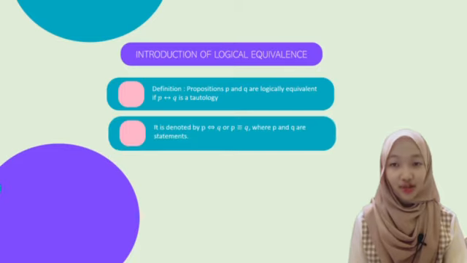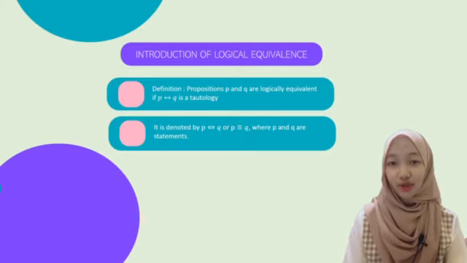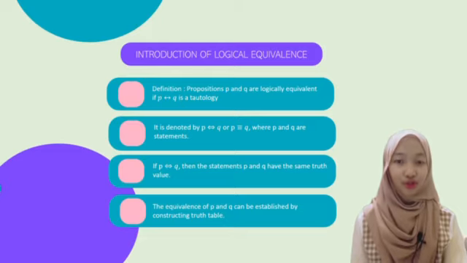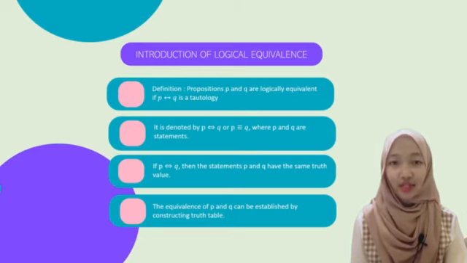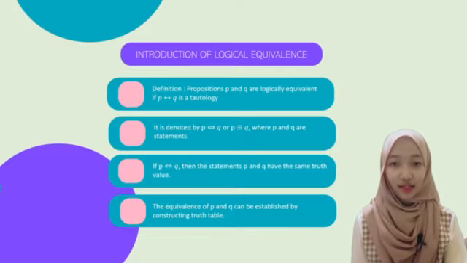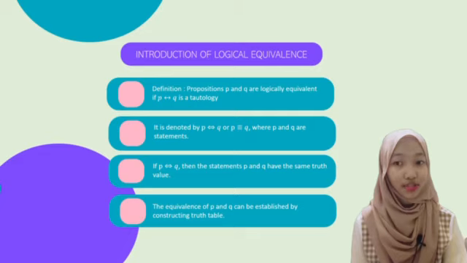Then, it is denoted by P is logically equivalent to Q, or can be written in a symbol as shown. Next, if P is logically equivalent to Q, then the statements P and Q have the same truth value. Last but not least, the equivalence of P and Q can be established by constructing a truth table for both statements and then comparing the two.